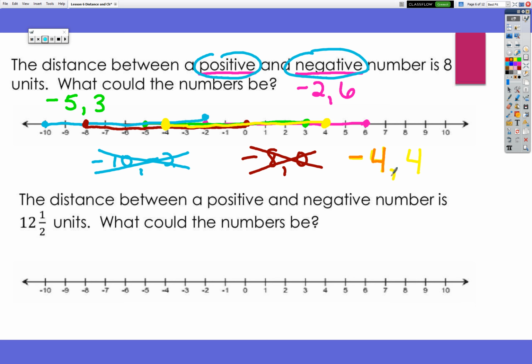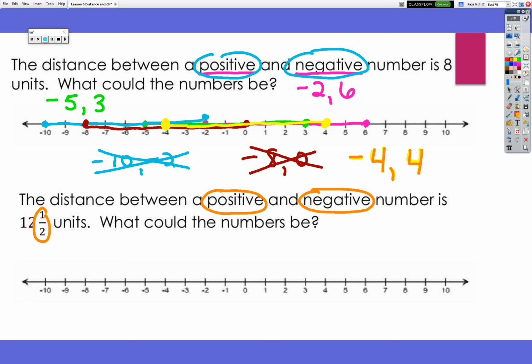That might be hard to see in yellow on your Chromebook screens. Okay, the next question says that the distance between a positive and negative number, so again we want one that's positive, one that's negative, is 12.5 units. What could the numbers be? Well, now we have a dreaded fraction in here. We have to go 12.5 units.